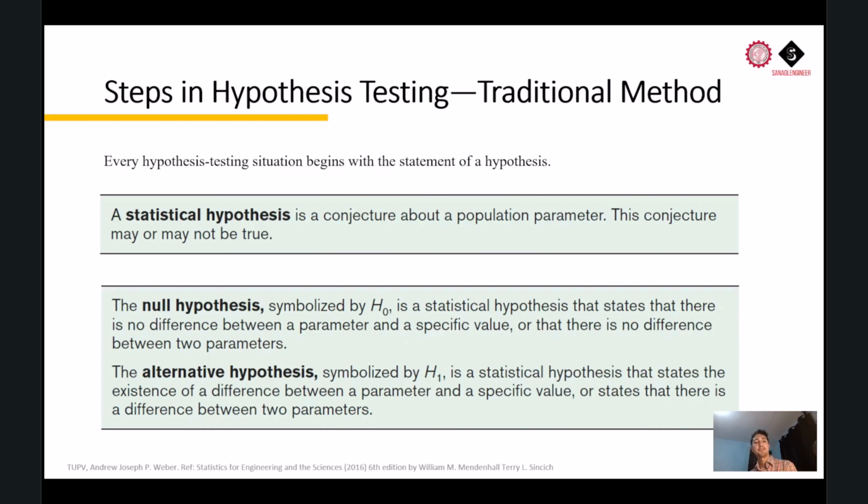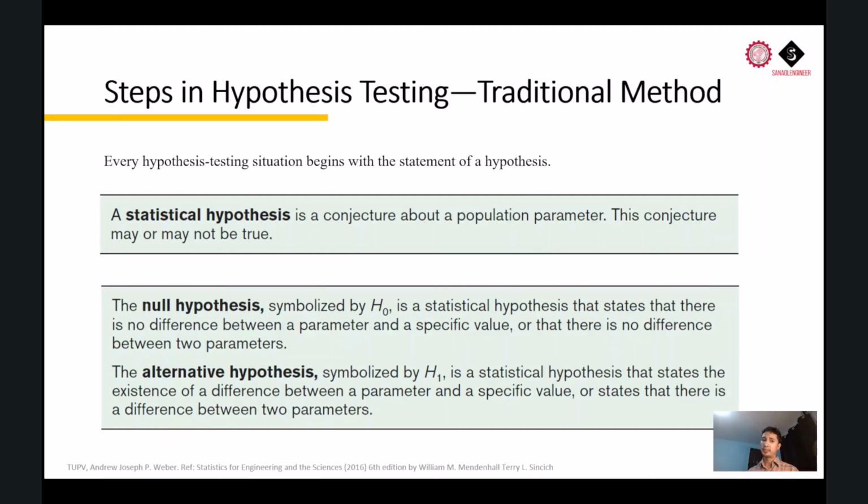So what are the steps in hypothesis testing? The traditional way. So first, before that, let's have some definition of terms. Every hypothesis testing situation begins with a statement of a hypothesis. There are two types of statistical hypothesis. One is the null hypothesis and the other is the alternative hypothesis. By the way, when we say hypothesis, specifically statistical hypothesis, it is a conjecture. When we say conjecture, it is a claim that is assumed to be true or untrue. It's just a claim. It needs to be tested.